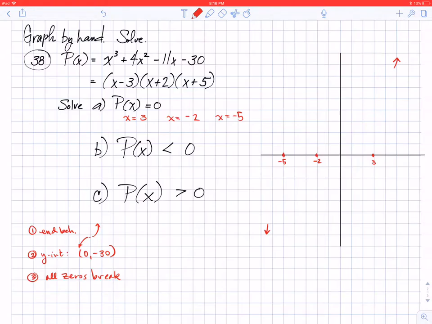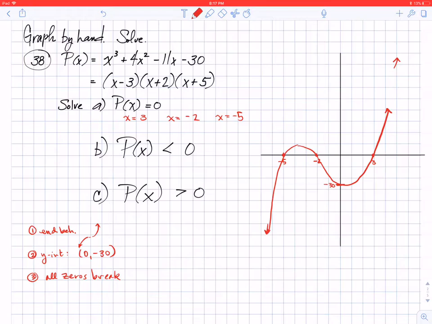This is enough to go ahead then and graph. I'm not real worried right now about how far up and how far down your graph goes. So this may look like your graph, and you say, well, what about that y-intercept at -30? Wherever my graph went through the y-axis, I'm going to call that -30. So that takes care of that.